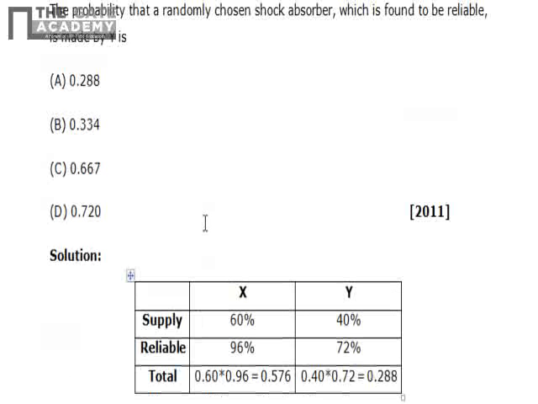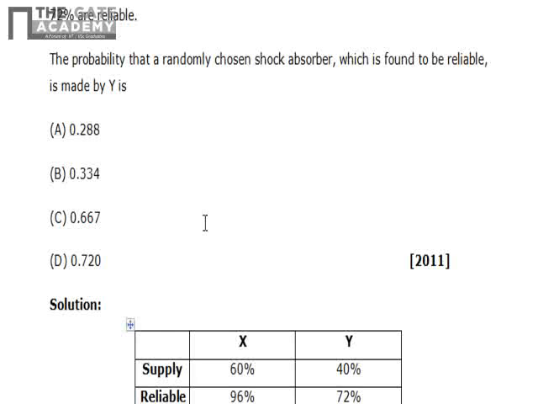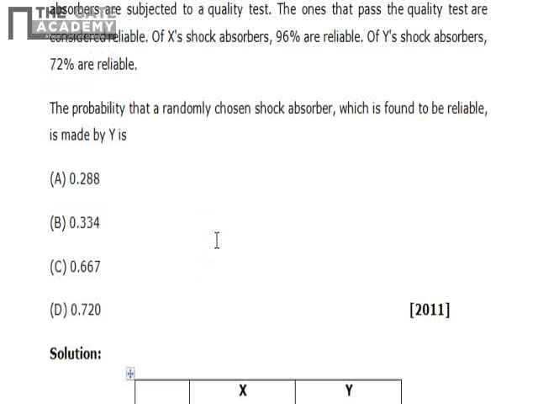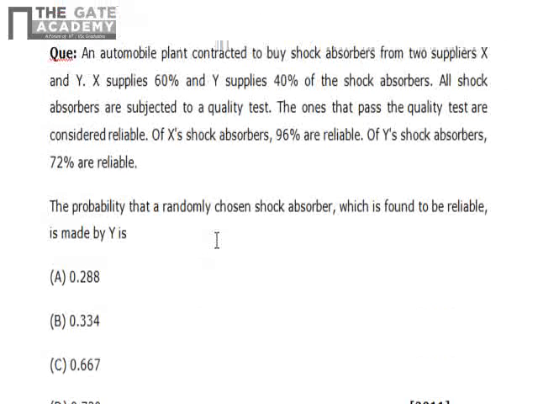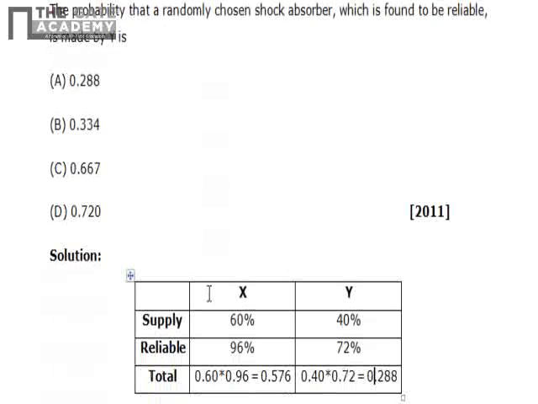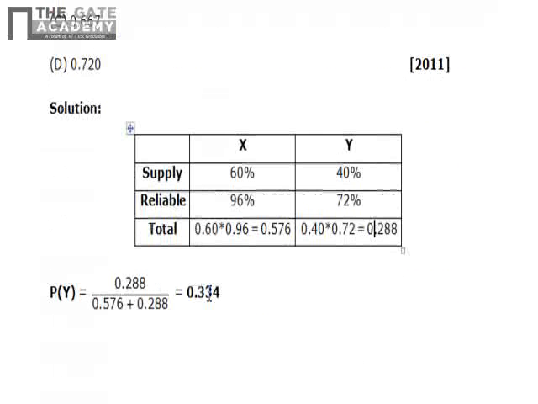So the probability is 0.334. So this is a very simple example. You can very easily solve it. Just have a look again. You have to multiply these two to get these two numbers. Suppose it would have been the question of X, then you'll have to put 0.576 instead of 0.288.